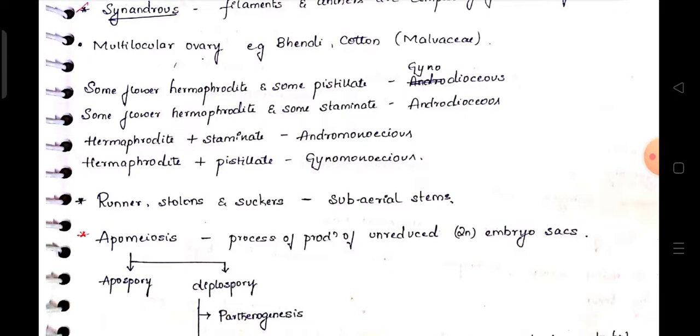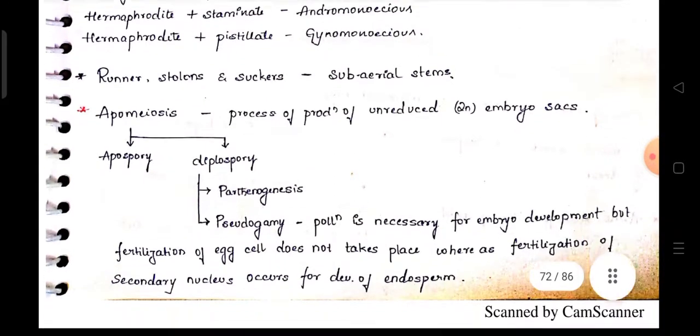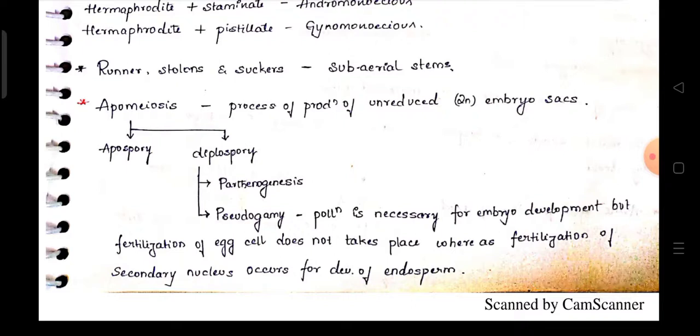Next, runners, stolons and suckers are found in subaerial stems. Apomeiosis is the process of production of unreduced embryo sacs. In this, apospory and diplospory are the two conditions. These are different kinds of apomixis only. Apospory and diplospory. In diplospory, parthenogenesis and pseudogamy conditions will come.